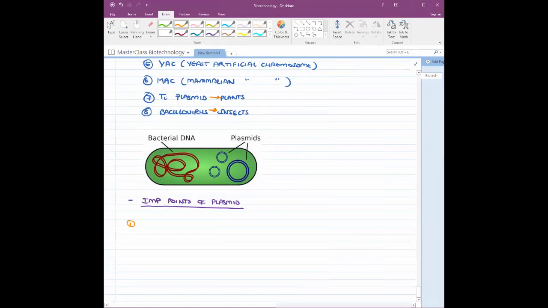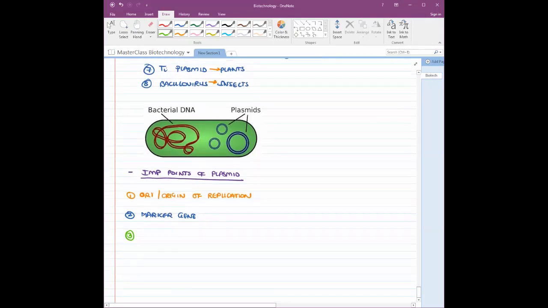So the first one we have is called ORI, known as the origin of replication. Every plasmid needs to have an ORI. If the ORI is present, only then can this plasmid be reproduced. Otherwise there will be no reproduction, and that plasmid is of no use. Second thing, guys, we require something called the marker gene. This marker gene is going to mark that, for some reason, this plasmid has entered into a cell. I will explain this; let me first put down the points.